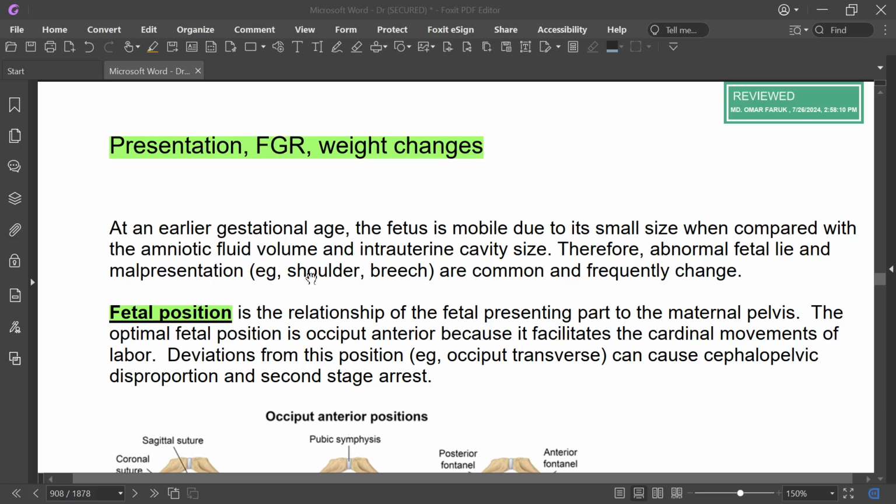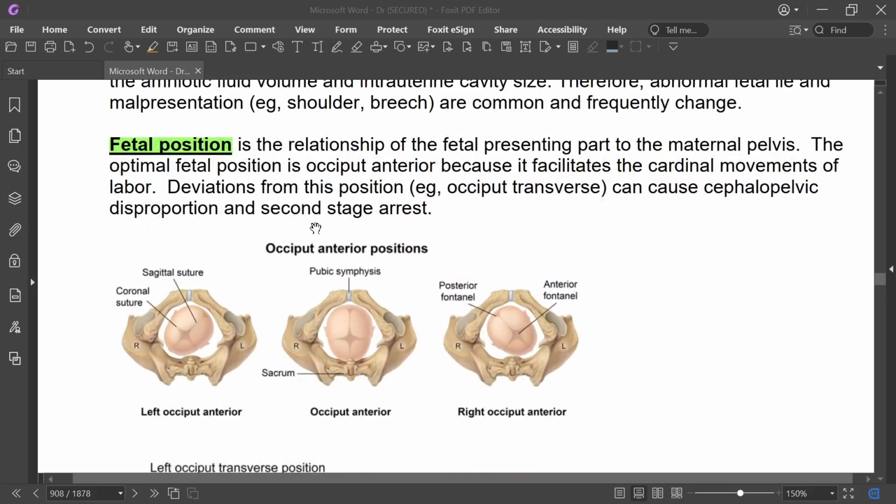If you look at the fetal presentation, it's the relationship of the fetal presenting part to the maternal pelvis. What is fetal position? It's the relationship of the fetal presenting part to the maternal pelvis.